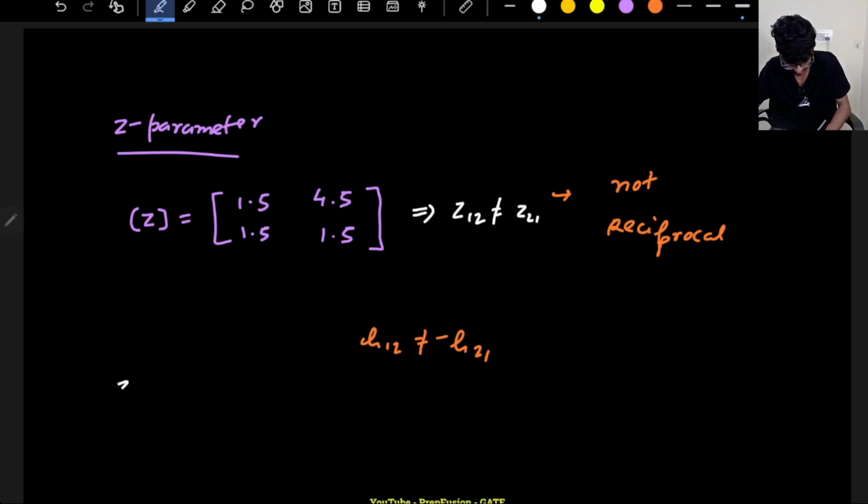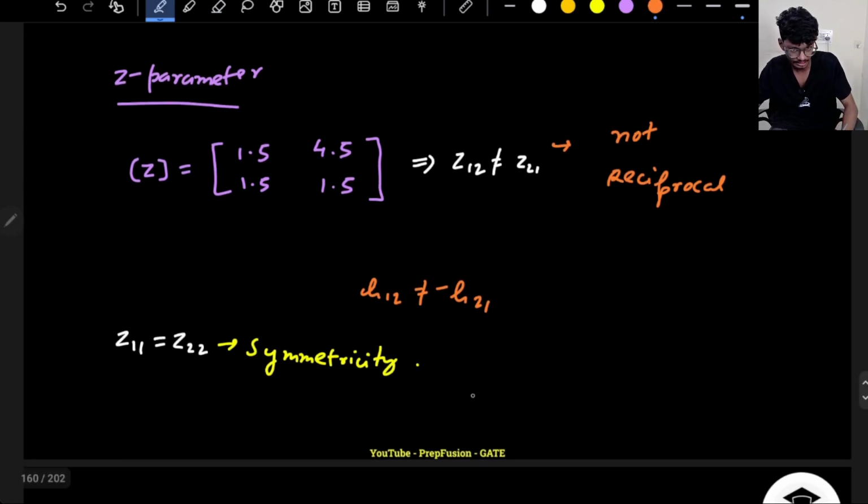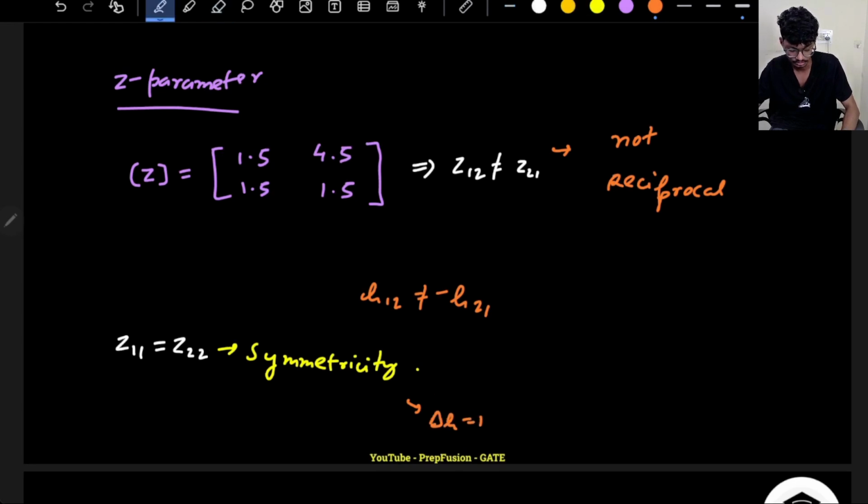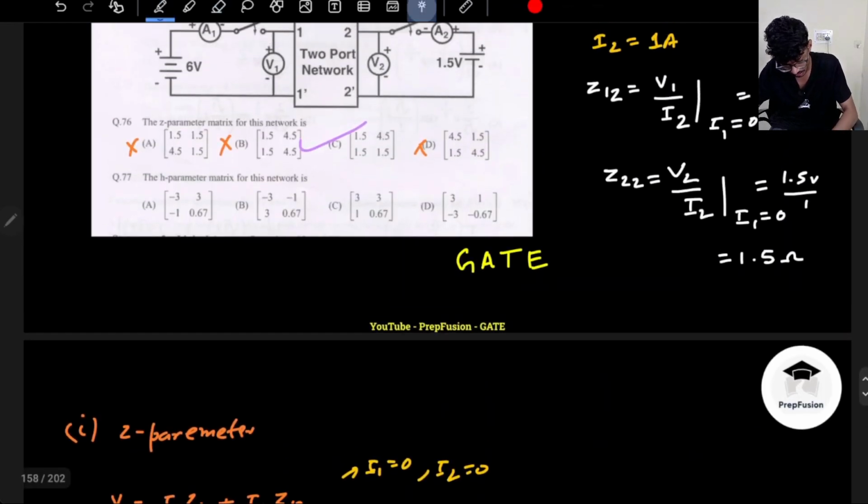But another condition is there, that my Z11 is equal to Z22. And what is this condition for? Symmetricity. So my network is symmetric actually. If my network is symmetric in Z parameter, then what is the condition in H parameter? The determinant of H must be equal to 1. So I will check that, right? First of all, it should not be negative. So that condition is not satisfied anywhere, and we cannot eliminate any of the options. But let's find out the determinant of this.